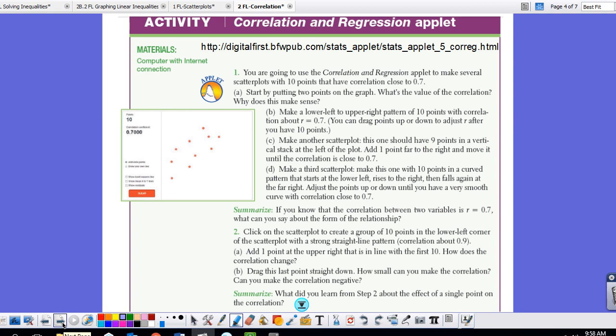Your job is to work through this task by going to this website here at the top. So digital first, you're going to go there, follow these instructions, and answer the questions that you see here. It's going to help you figure out what correlation is and what changes it, what affects it.